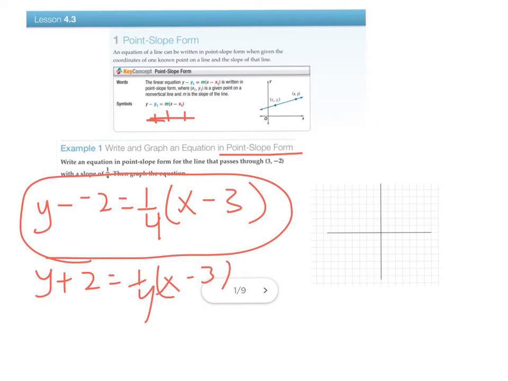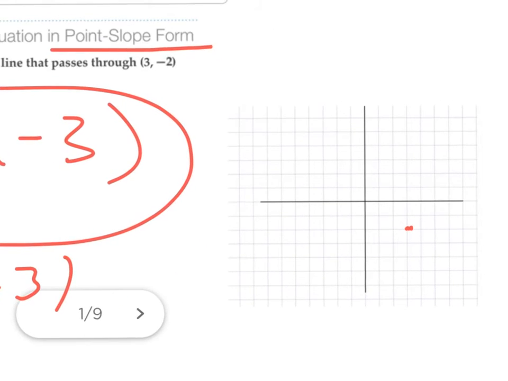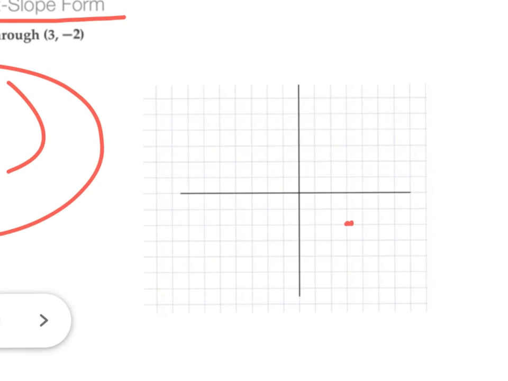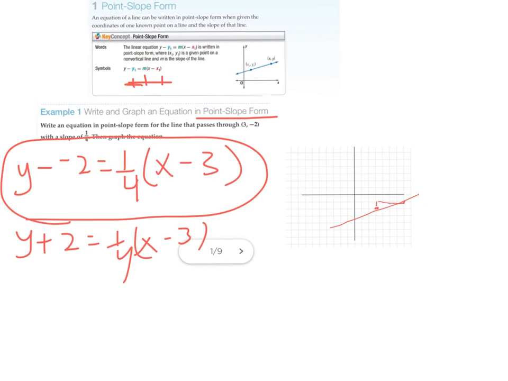minus 3). Now we want to graph this, so we want to go to 3, then 1, 2, 3, -2, just right there. And then we know the slope is 1/4, so I'm going to go up 1, to the right 1, 2, 3, 4, and put my next dot, and I connect those two dots to give me my graph.